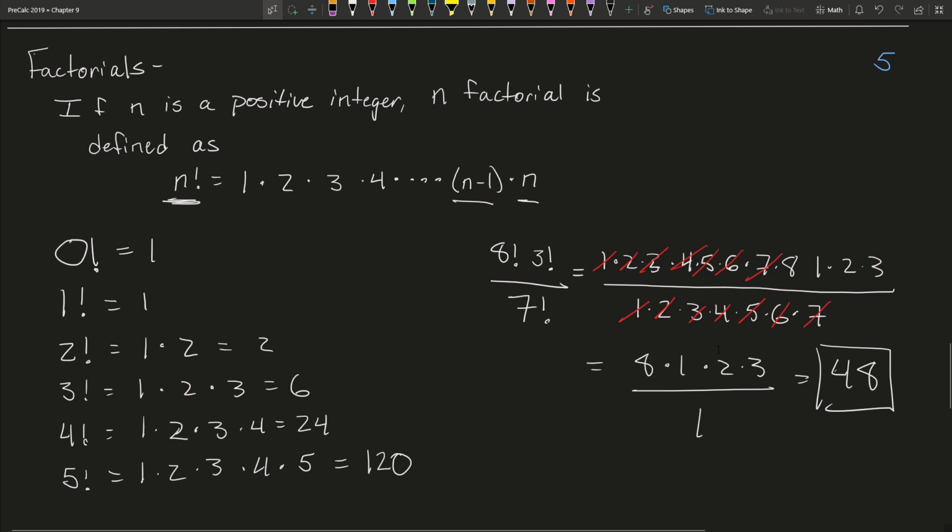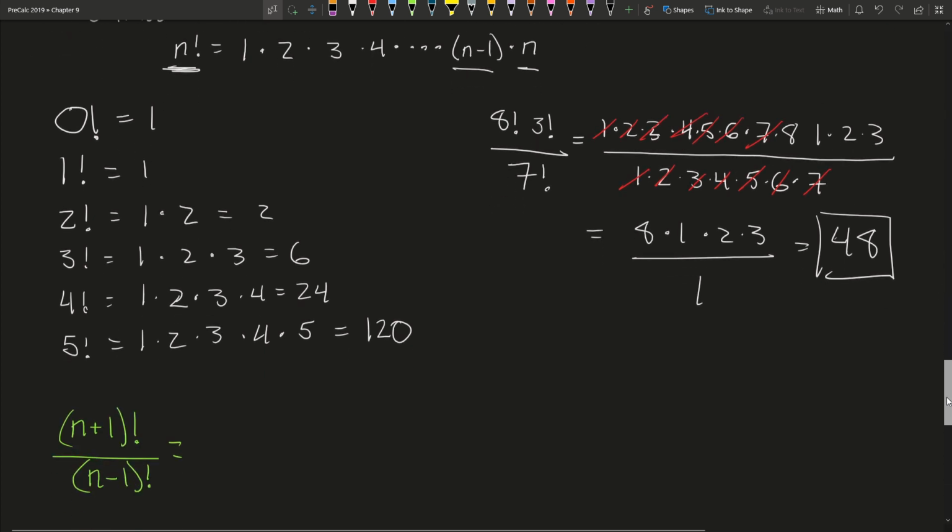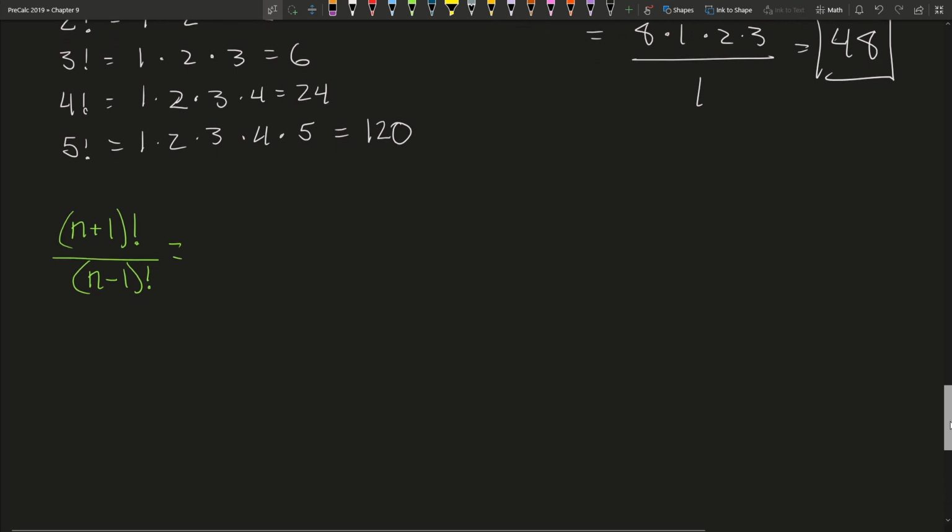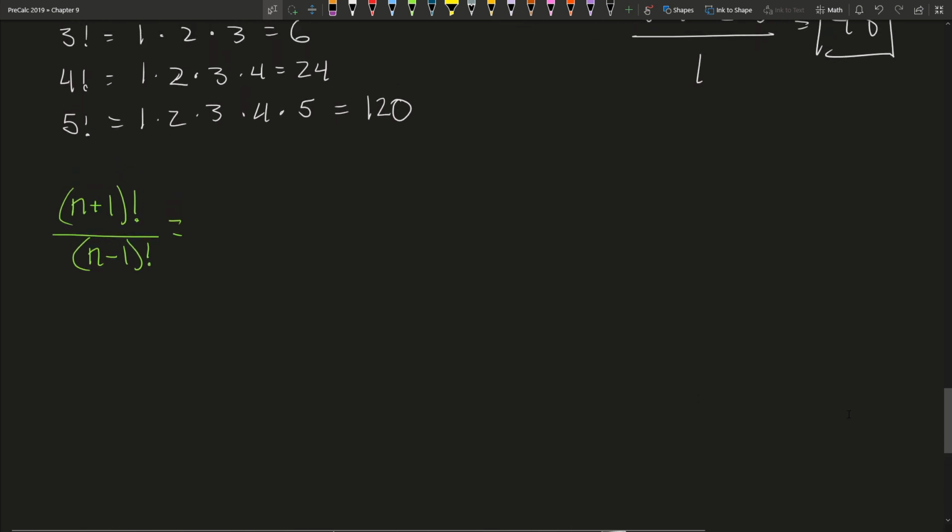All right, and then one more example. Is this in green? Okay. So now I'm throwing variables in here. Okay, so in the numerator we have n plus 1 factorial, and in the denominator we have n minus 1 factorial. Okay, the same rules though still apply.